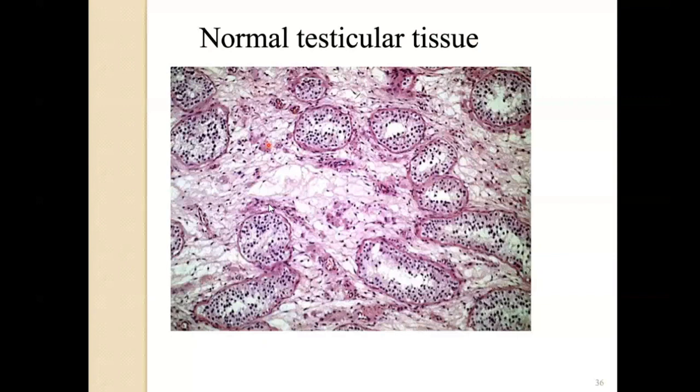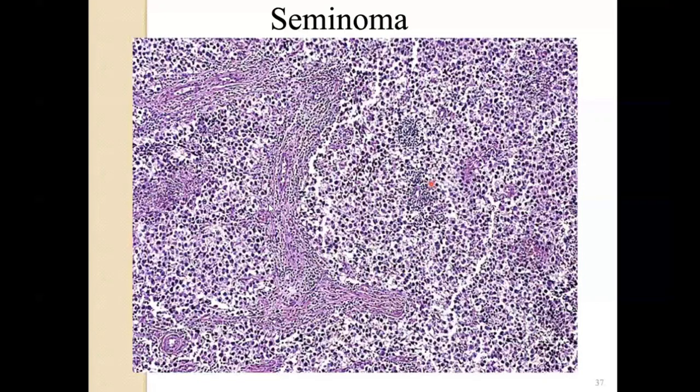So then you can recognize that this is a higher power. Recognize that these cells are of spermatogenic origin, but you no longer see the seminiferous tubules. You see septa between different parts of the tumor. So this is how seminoma will appear. So, high power.